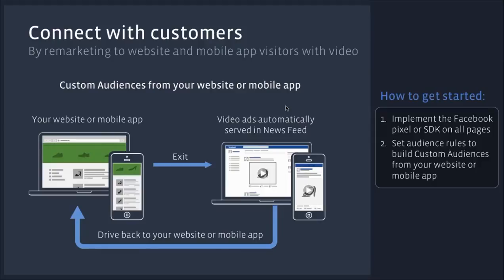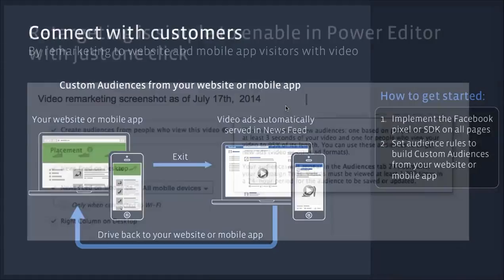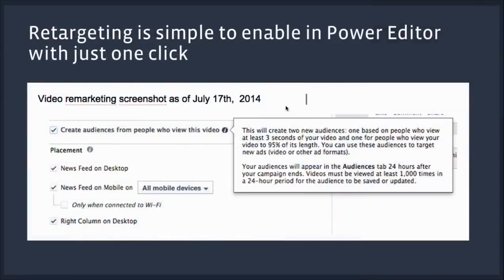So how exactly do you retarget people? This is a screenshot of how you can do it. All it takes is just a single click at the beginning of a video, a single click when you are creating the ad. This is available in Ads Manager or in Power Editor. So with that click, if you're able to get at least 1,000 views, we will create an audience for you, and you can then use that to retarget.